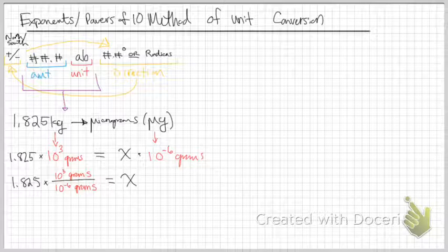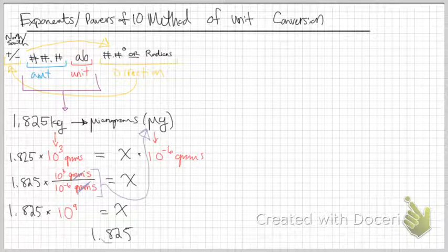I can solve for x by dividing both sides by 10 to the minus 6 grams, and if we remember our exponent rules for dividing, we subtract the denominator's exponent from the numerator's exponent, so we have 10 to the 3, and 3 minus negative 6 will give us 10 to the 9. So I'll have 1.825 times 10 to the 9, my grams cancel out, and that's the value, the magnitude of the number that will precede my microgram unit.